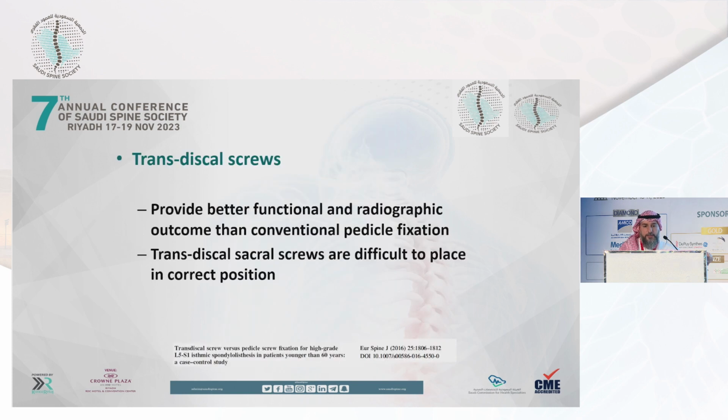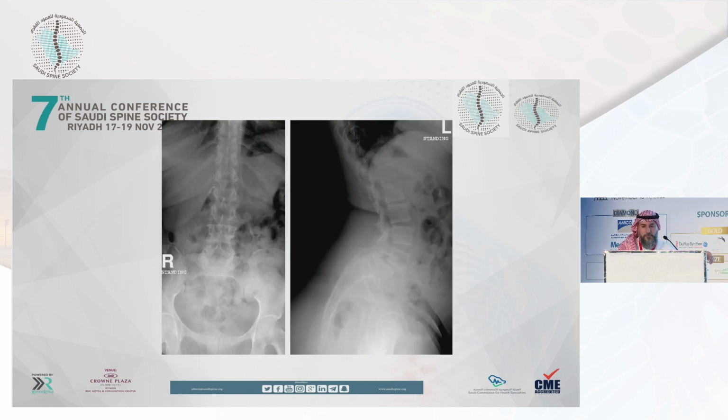And this is the follow-up. You can put the transdiscal screw alone, for example. This will give you, again, a better functional and radiographic outcome. Sometimes it's reported in the literature that it could be difficult to place, but again, by studying the image as mentioned by the previous talk and being thorough, you'll be able to do those as well.